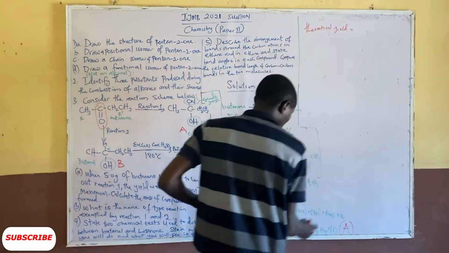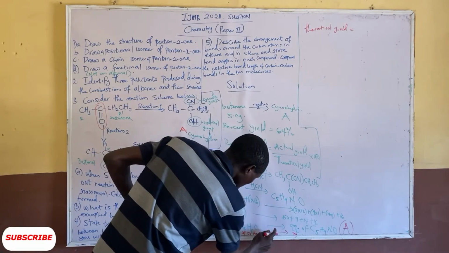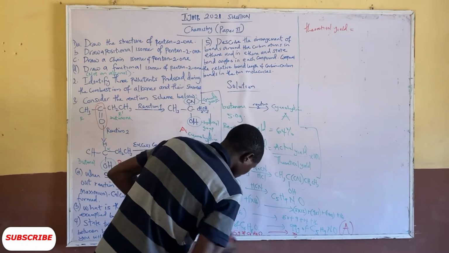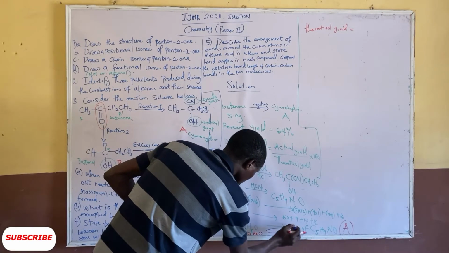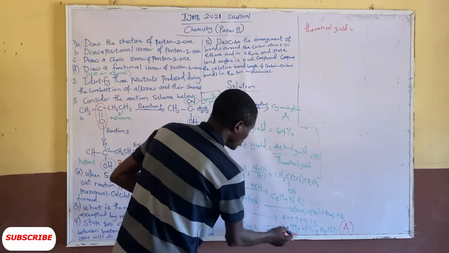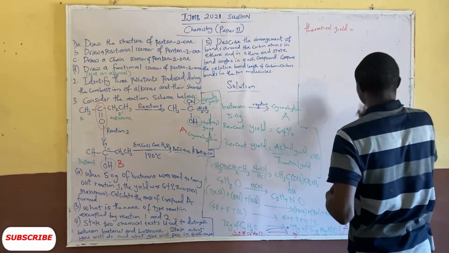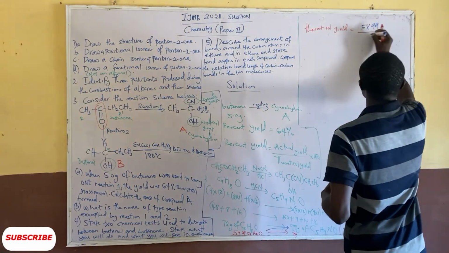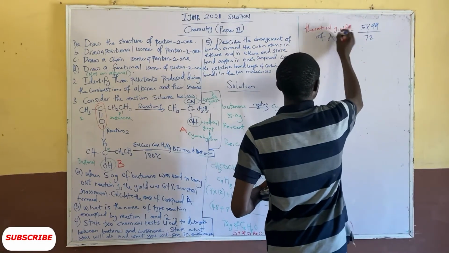Now by cross multiplying, this one is 5 times what? You cross multiply, 5 gram here, multiply by 99. So 5 times 99, then divided by 72. You have 5 times 99 over 72. So that is the theoretical yield of compound A.